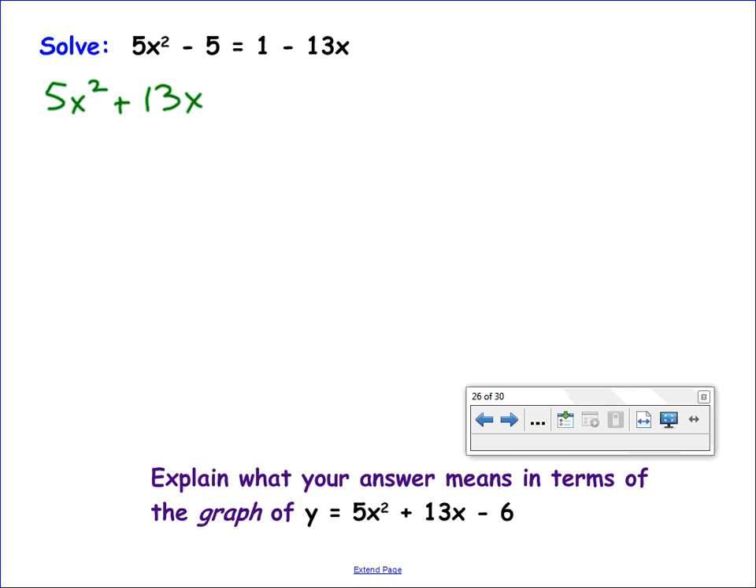We'll subtract over the 1 and combine like terms. We get everything on one side and set equal to 0. Now, and only now, can we pick out our values of a, b, and c so I can substitute into the quadratic formula. Please be ready to share.